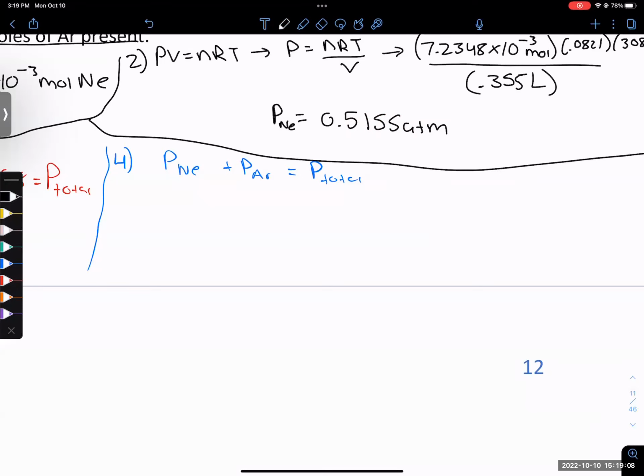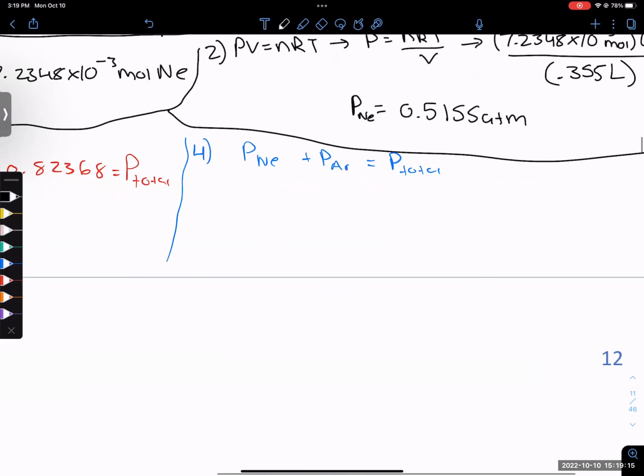So now if we solve for the pressure of argon, it would be the total, which is 0.82368 atmospheres, minus 0.5155 atmospheres, equals the pressure of argon. When we do that, we get pressure of argon equals 0.30818 atmospheres.